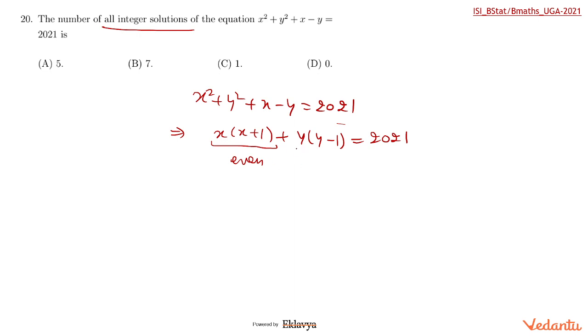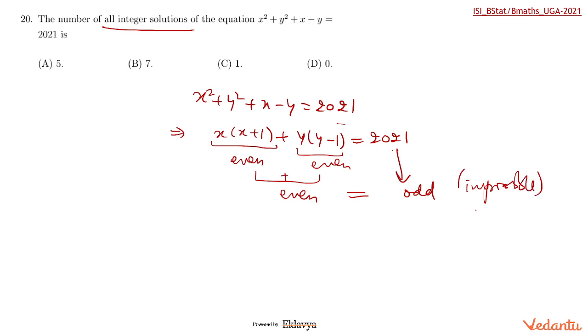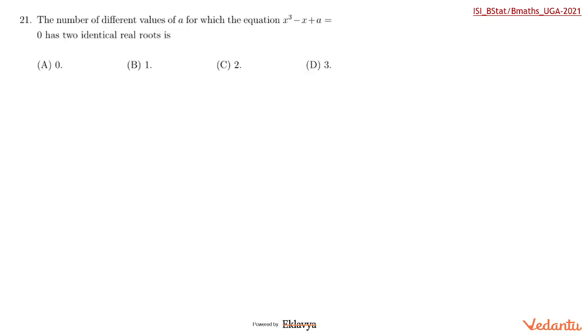So product is even. It is also even, but it is odd. So even plus even is also even, but here it is given odd. So it is not possible. Impossible. ये possible नहीं है. So final answer to this question must be 0. 20 का आंसर 0 हो जाएगा. ठीक है. Number of all integral solution.